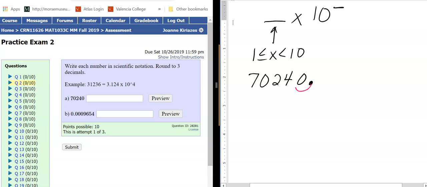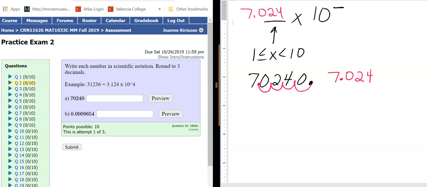Okay, so if I moved it here, that'd be 7,024. Here would be 702.4. Here would be 70.24. Here would be 7.024. Well, 7.024 is between 1 and 10. So that's the number I'm going to want to put in my front blank.